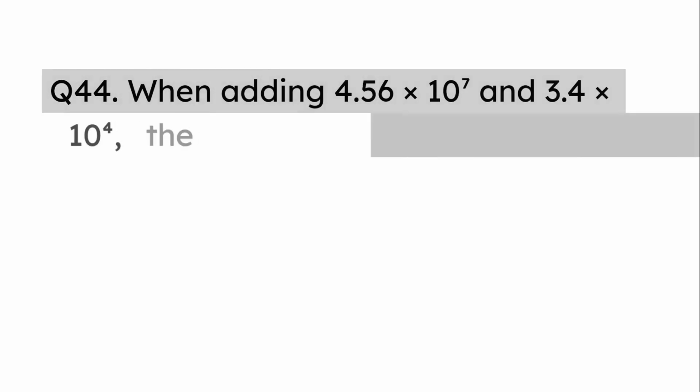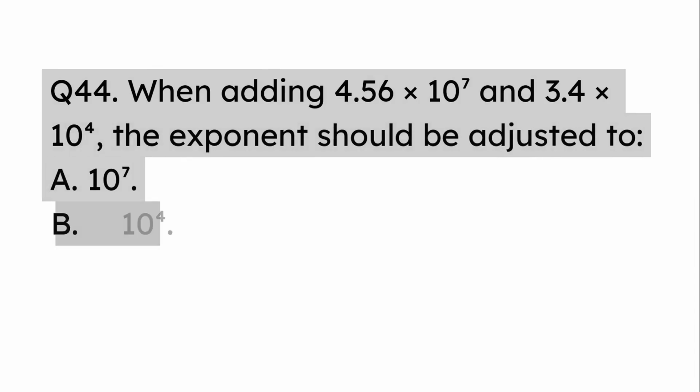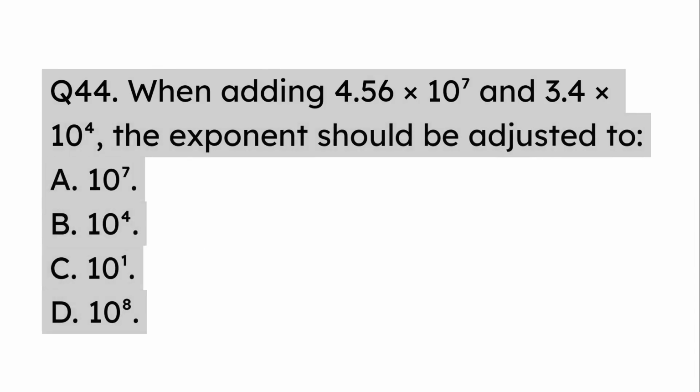Q44. When adding 4.56 times 10 to the power of 7 and 3.4 times 10 to the power of 4, the exponent should be adjusted to A. 10 to the power of 7. B. 10 to the power of 4. C. 10 to the power of 1. D. 10 to the power of 8.